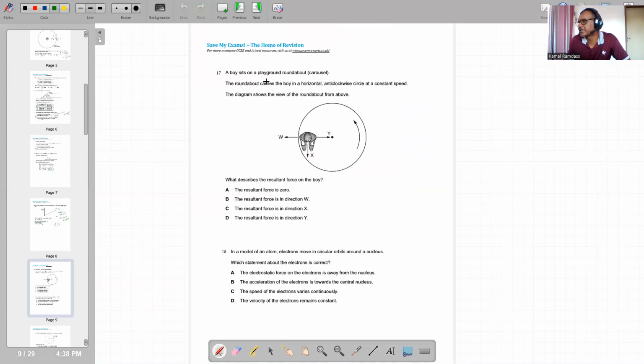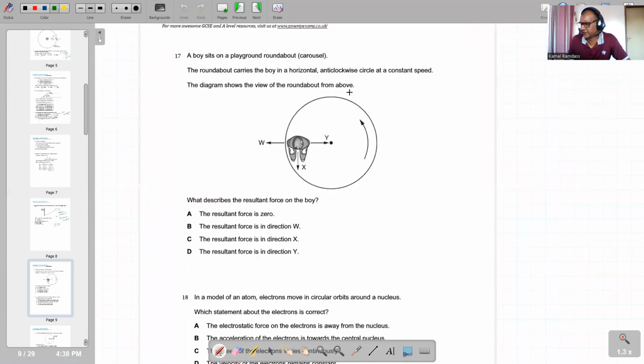A boy sits on a playground roundabout carousel. The roundabout carries the boy in a horizontal anti-clockwise circle at a constant speed. The diagram shows a view of the roundabout from above. What describes the resultant force on the boy? The resultant force, puisque the boy moves at a constant speed in uniform circular motion, there is a pull towards the center of the circular path.